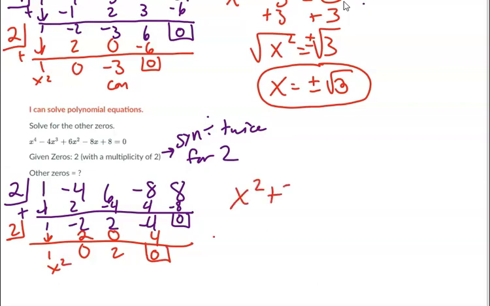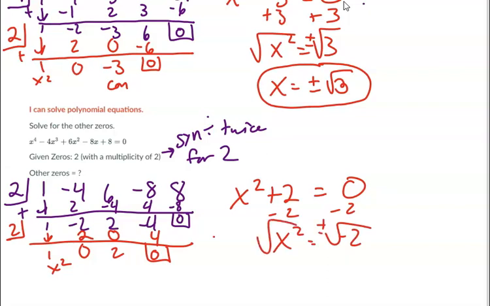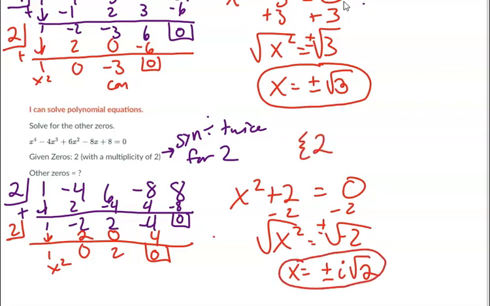x squared plus 2 equals 0. Subtract 2, x squared equals negative 2. Take the square root, it's plus or minus. And since there's a negative in there, we're also going to put an i there. So your answers are 2 with a multiplicity of 2, and then plus or minus i square root 2.